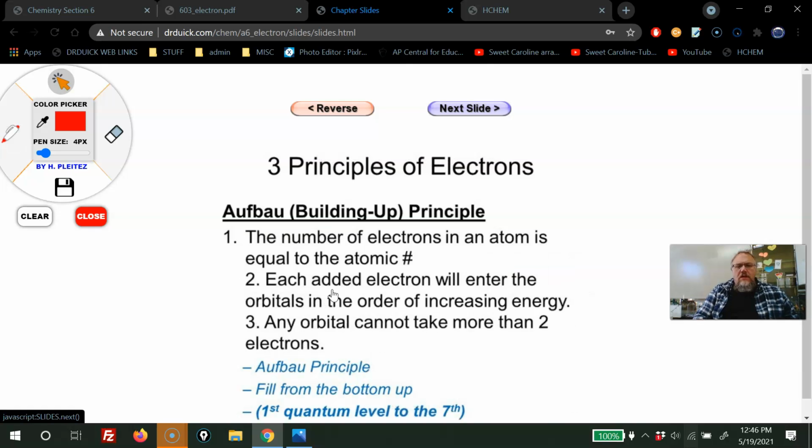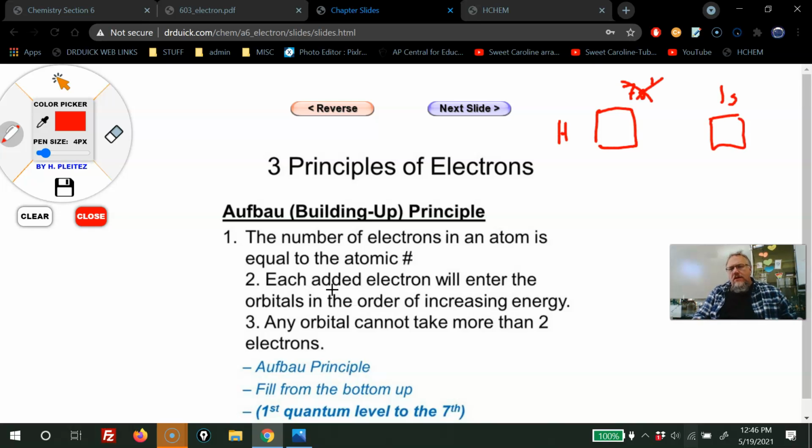Let's take a look at this. So the Aufbau principle is the building up concept. The number of electrons in an atom equals the atomic number, and each electron that enters goes into orbitals of increasing energy. So you would never have, here's hydrogen, and go 7s1. No, it's going to load the first quantum level first, right? It could be 7s1 if you shocked it with electricity.